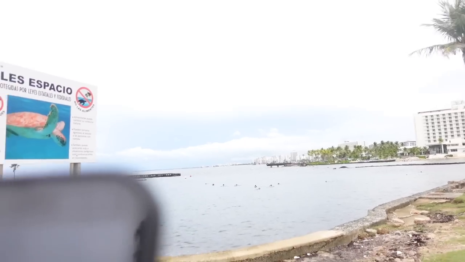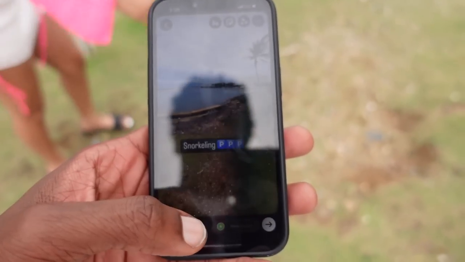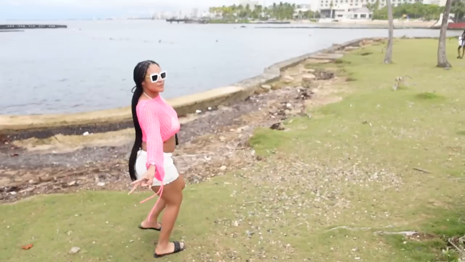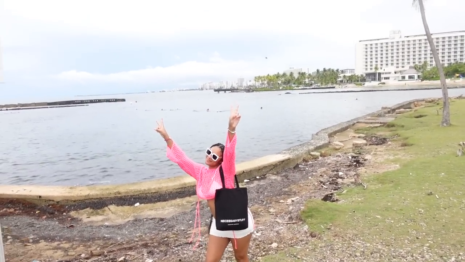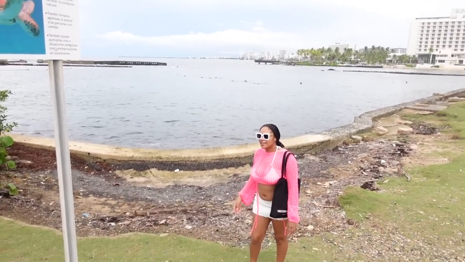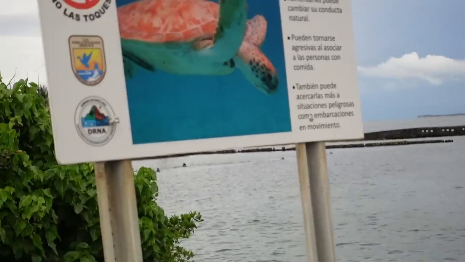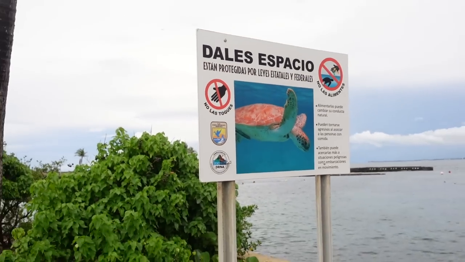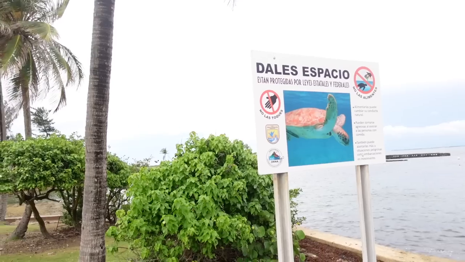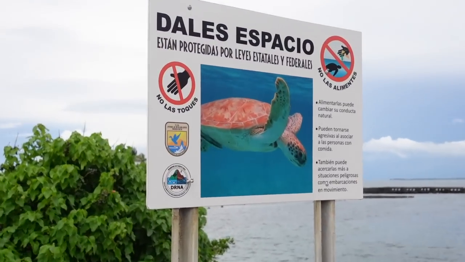Damn. Look, y'all. That's a lot. Okay, just get it right here. Snorkeling key. They're out there snorkeling, y'all. That's where we finna be. We finna be with them. Y'all see them? That's finna be us, y'all. Looking at sea turtles. They got sea turtles out there. They say don't pet the sea turtles. They will eat you.